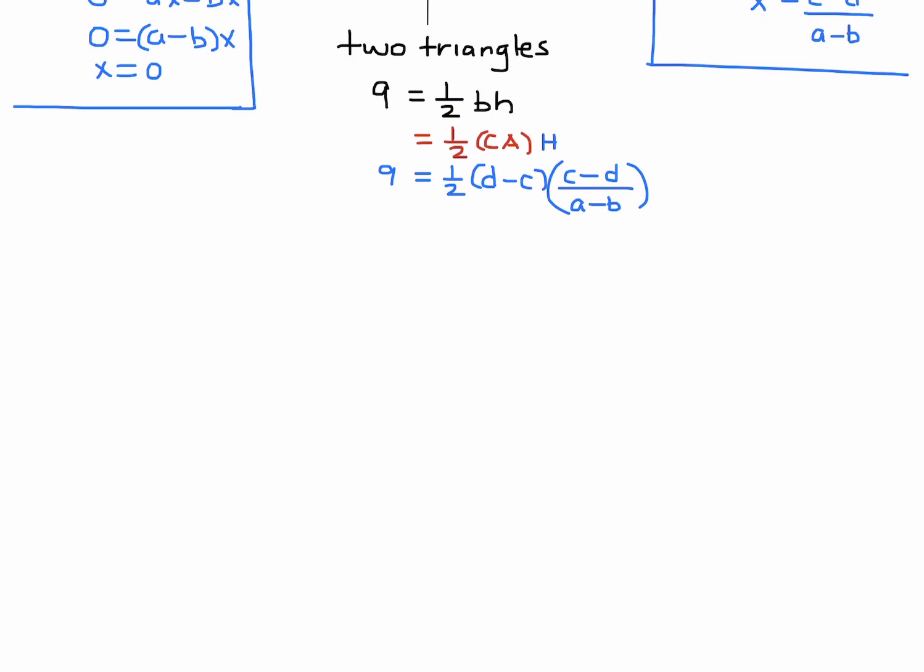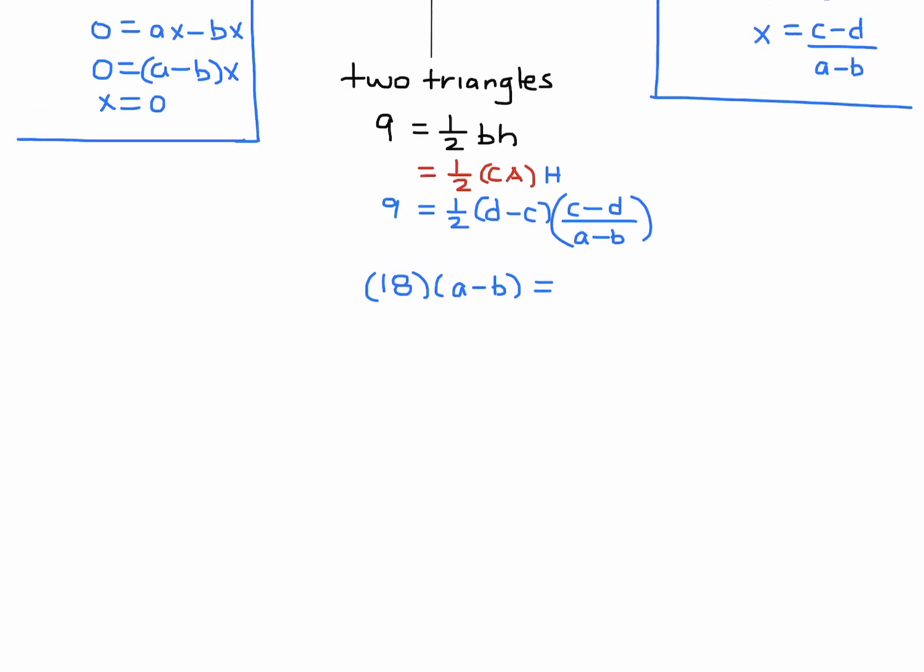So if you work with this, you get that 18 times A minus B, if you cross multiply, is equal to C minus, or rather D minus C squared. And I had to bring out a -1, so I'll transfer the -1 over here to make that B minus A. So this is mathematically valid. No mistakes.